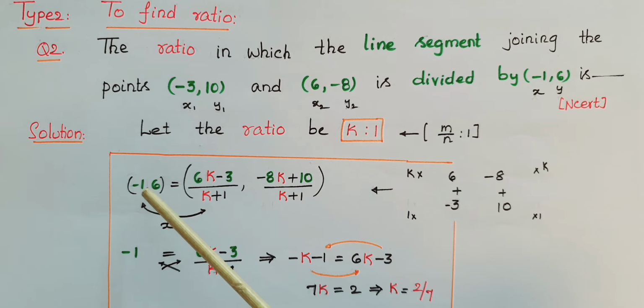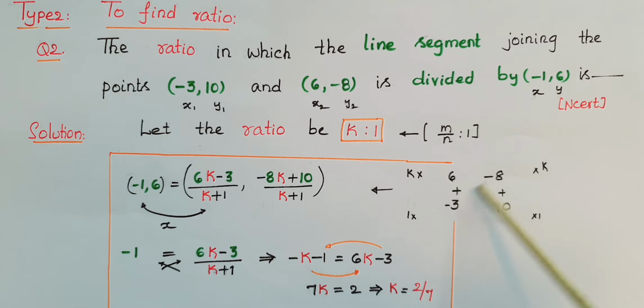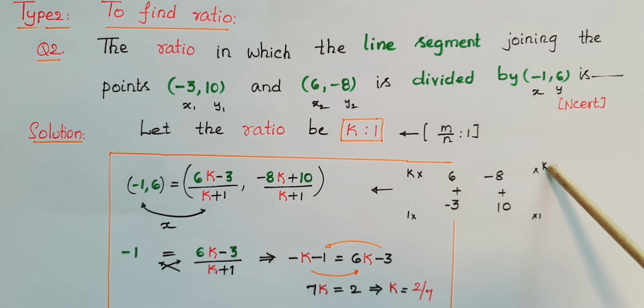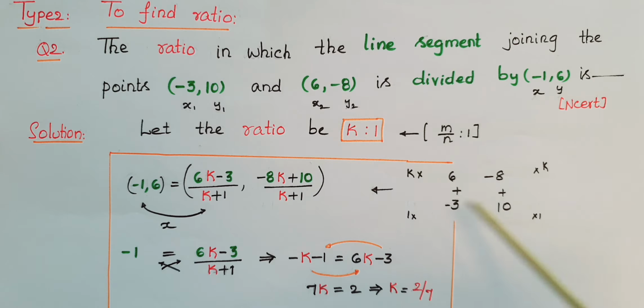So (-1, 6) is equal to, here you just write 6 minus 8 as x2, y2, and these are x1, y1, then k, 1. Then multiply k into 6: (6k minus 3) by (k plus 1), and the second coordinate is k minus 8, that is (minus 8k plus 10) into 1 by (k plus 1).